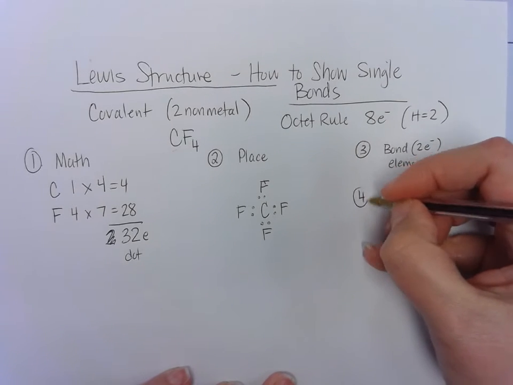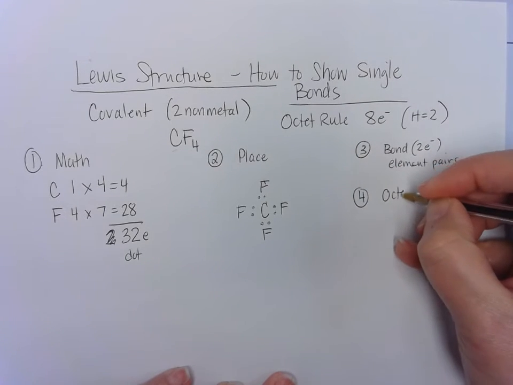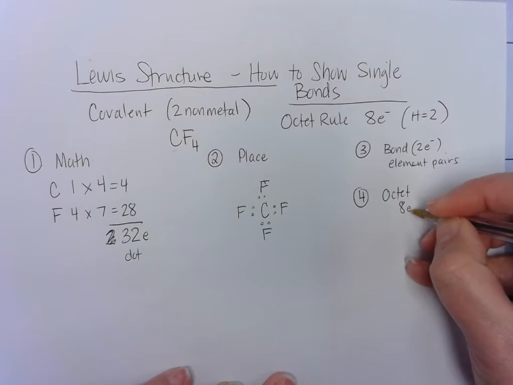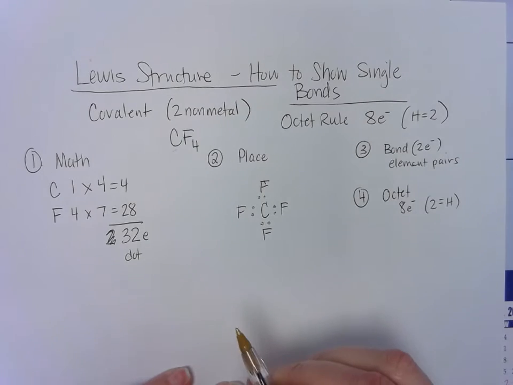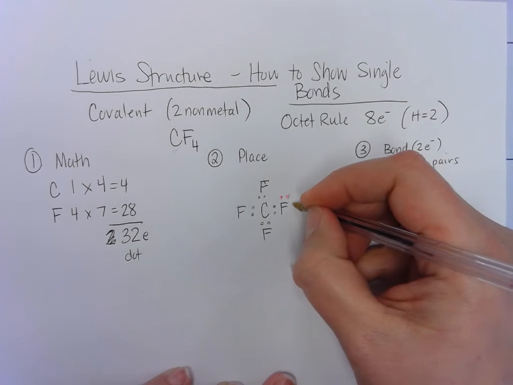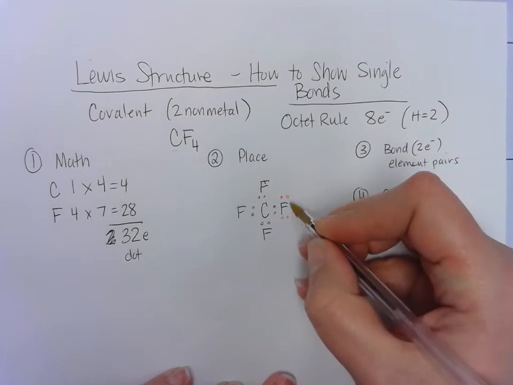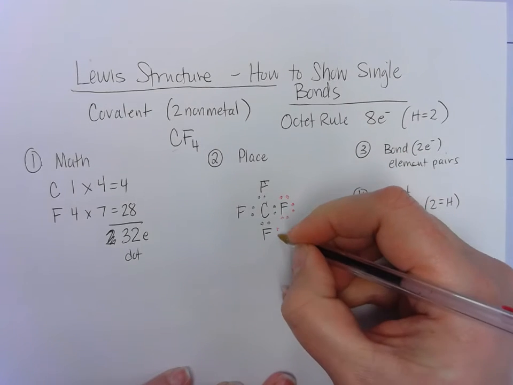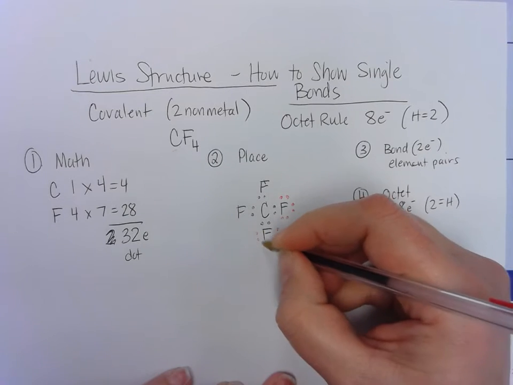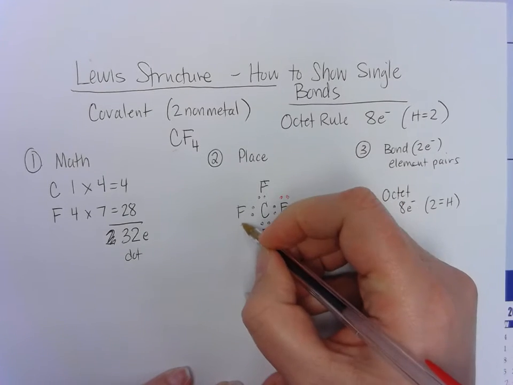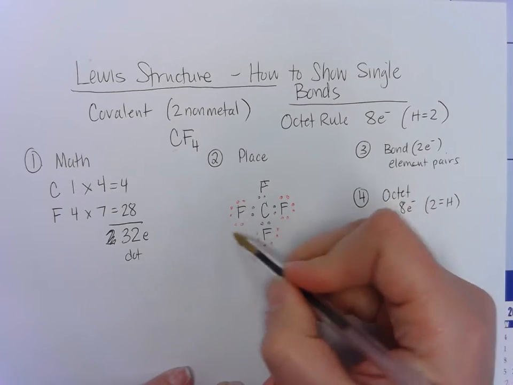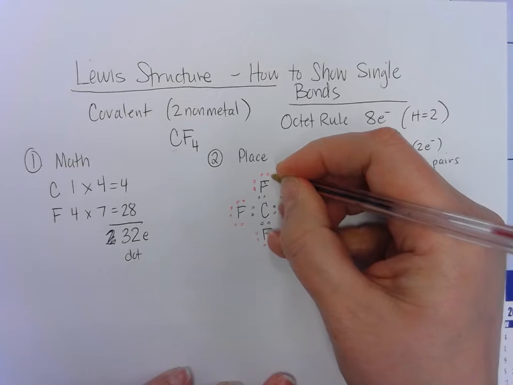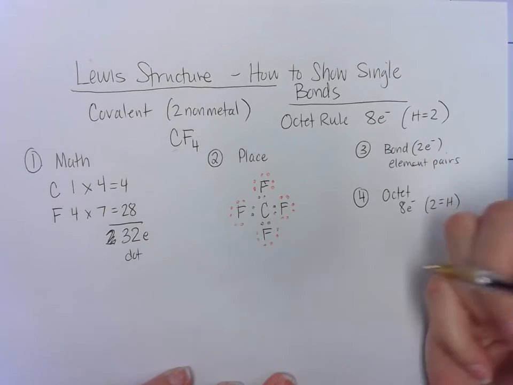We now need to finish the octet. So we are looking to have 8 around everything except for hydrogen, which gets 2. We don't have hydrogen, so we don't need to worry about it. We are going to finish filling in our picture with enough dots on each fluorine so that we have 8 around it. So we will continue double checking. There's 2 here, 2 more, 4 more, and 6 more around it. That makes 8. And now we have 8 around this last one.